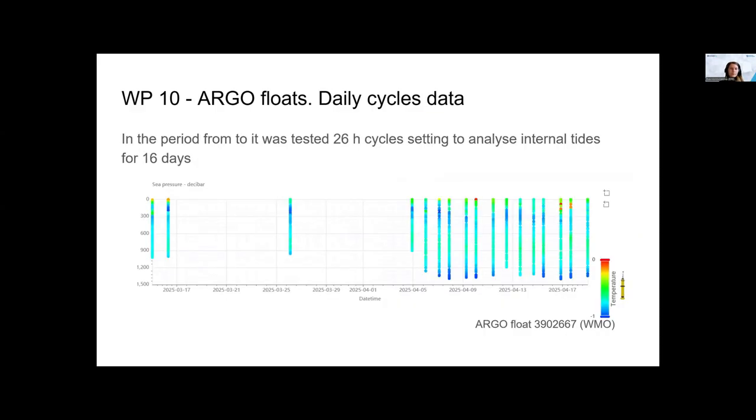So one of the ideas was to measure on the daily cycles for 26 hours, 16 days in a row. So this information is already available, and we can also analyze this data to understand whether we have internal tides, comparing with the climatology in this area.